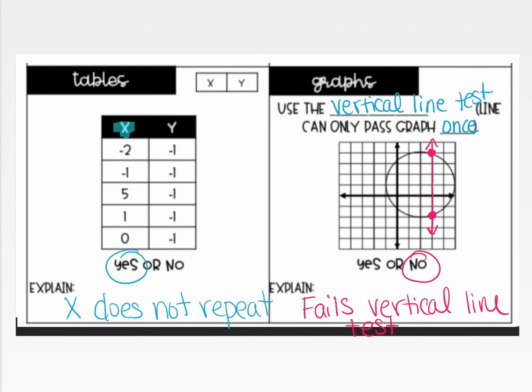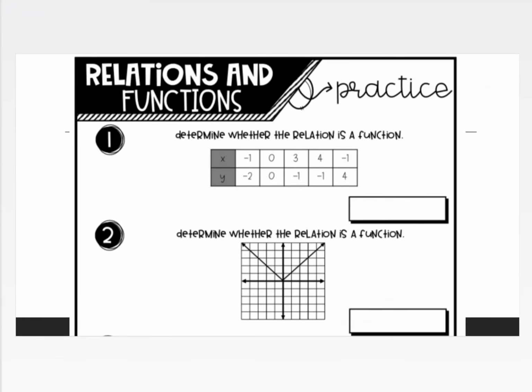Let's go through a few more examples. Here we have a table format, although it's a horizontal table instead of a vertical table, with our x values on the top. Do we have any x values that repeat? We have -1 and -1. So unfortunately, this is not a function.